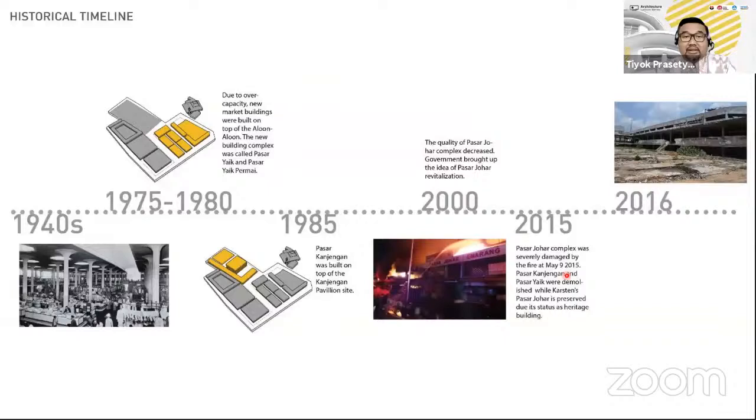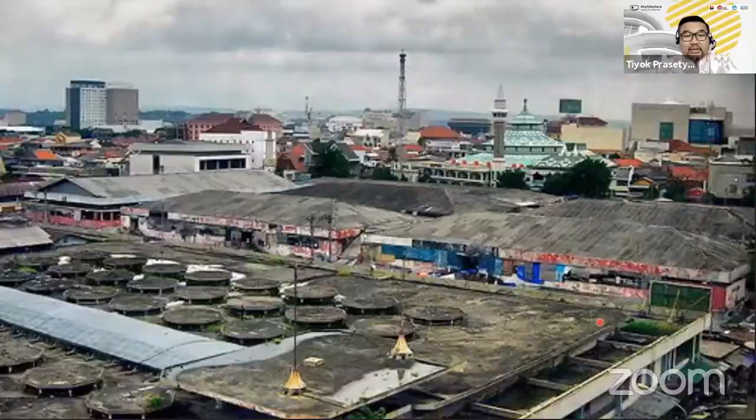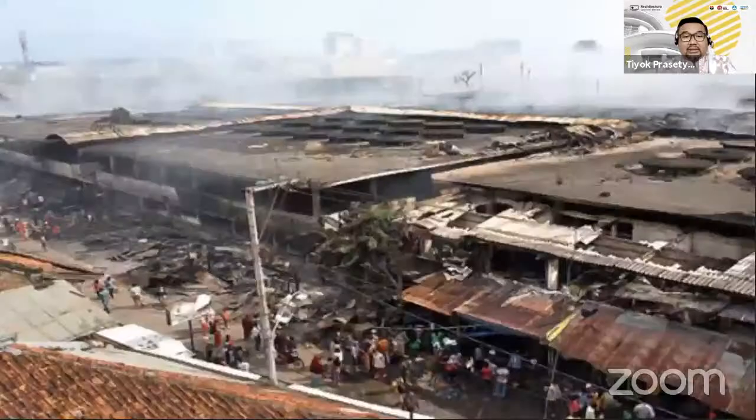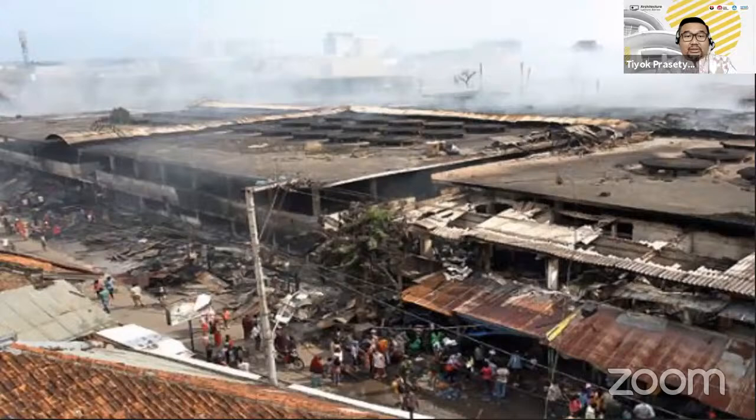And in 2015, there was a big fire destroying the heritage building. You can see this is after the fire. This is the mosque. This is the Alun-Alun that was already occupied by the market development, and the original 1938 Pasar Johar, when it was almost completely burned. It's a national treasure. There was some scheme, also a design competition for this. Then the Semarang government asked us to revitalize this.